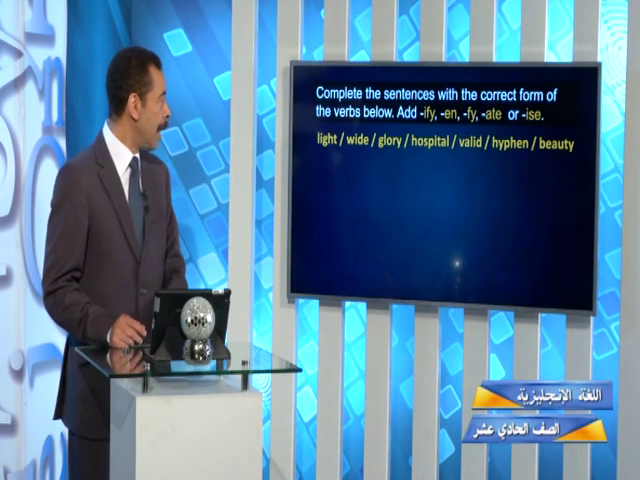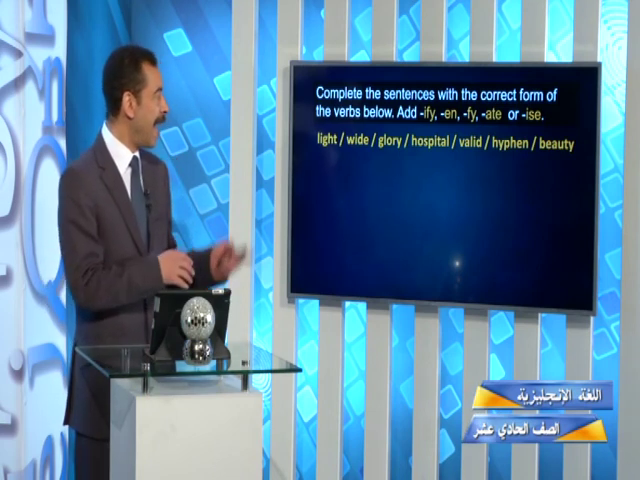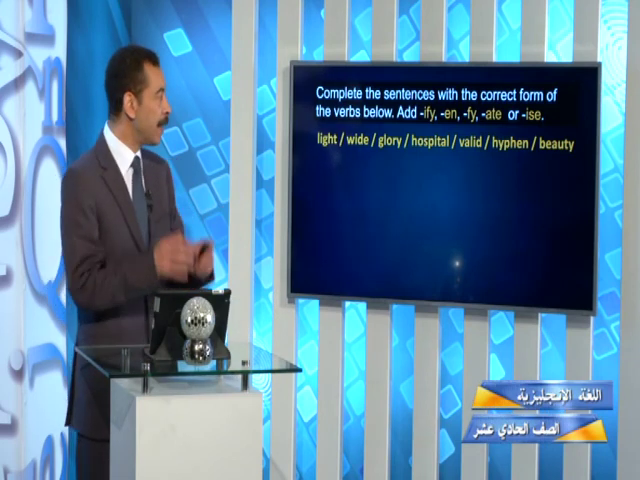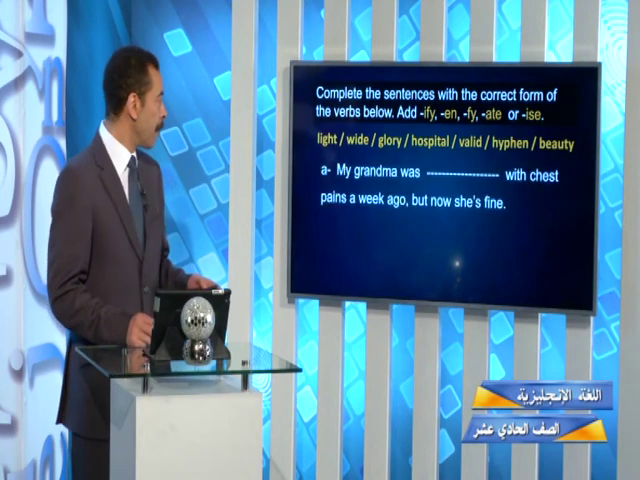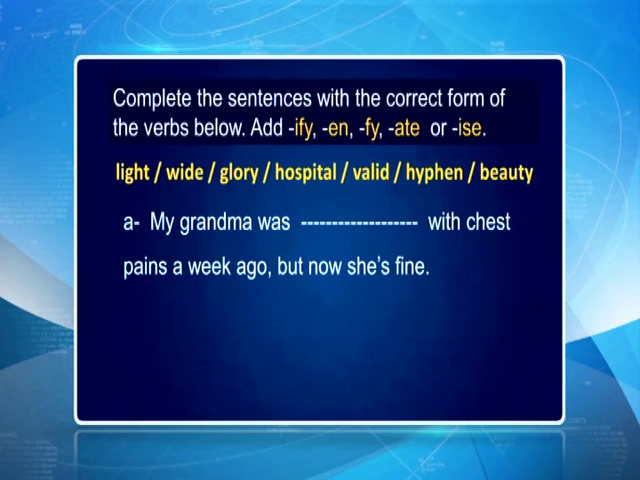Excellent. Our next exercise this time is to use the verb, add a suffix to it to formulate another word and fill it in the blank. For example, number 1 says, "My grandma was blank." We need a verb plus a suffix to fill the blank. Now, my grandma was blank with chest pains a week ago, but now she is fine.